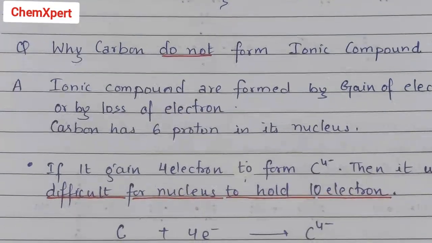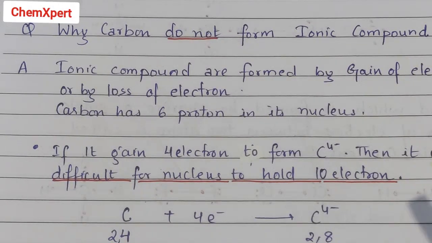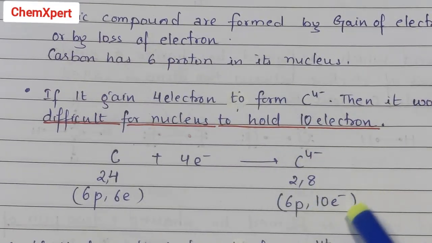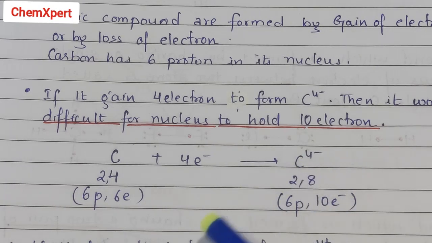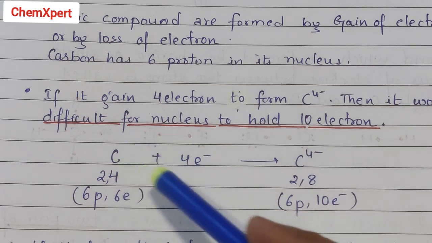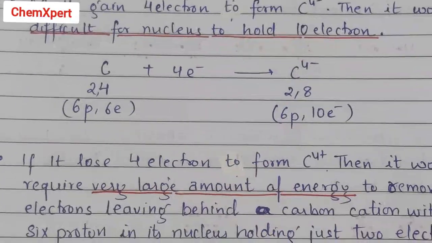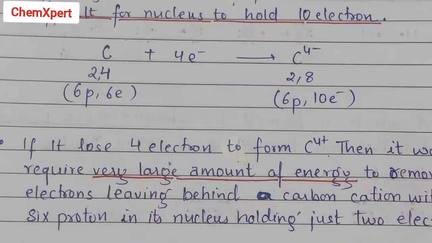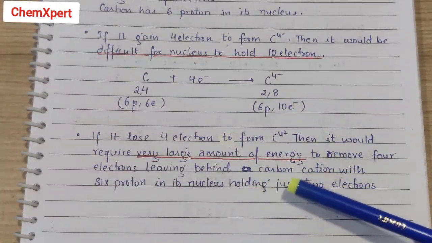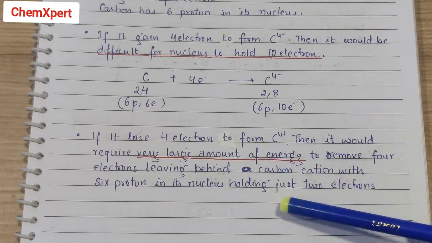Then if it gains 4 electrons, because its valency is 4, the tendency to complete its octet is to gain 4 electrons. So if it gains 4 electrons, then it will become very difficult for the 6 protons to hold 10 electrons, or we can say it requires a lot of energy which cannot be easily provided. In a similar way, if it loses 4 electrons, then it forms a C4+ ion. So if it loses 4 electrons to form the C4+ ion, then it would require a very large amount of energy to remove the 4 electrons, leaving behind a carbon cation with 6 protons in its nucleus holding just 2 electrons. Then also it becomes unstable.